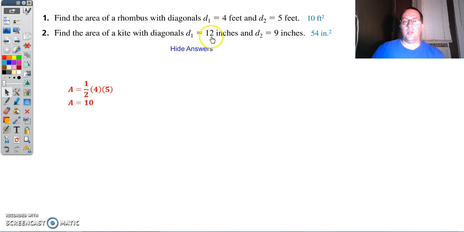Number 2, it's a kite. Our formula is 1/2 the product of the diagonals, 1/2 D1 times D2. So 1/2 times 12 times 9. Half of 12 is 6, and 6 times 9 is 54... 45. So we get an answer of 45 square inches. And that is the area of rhombi and kites.